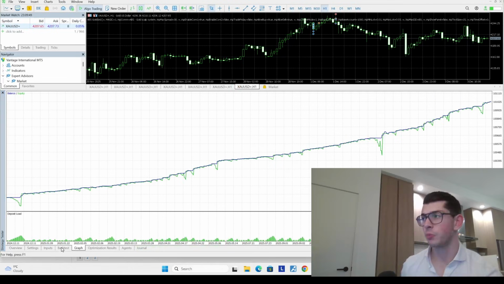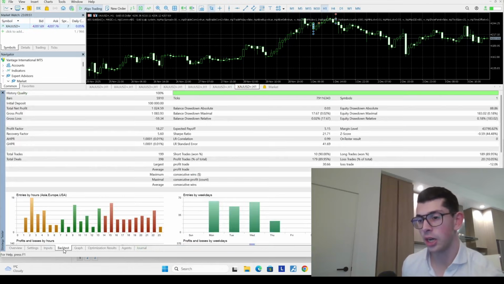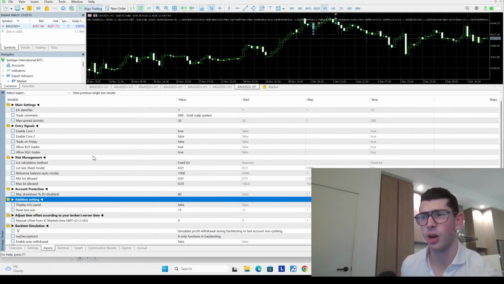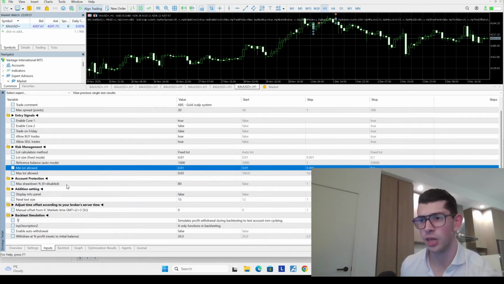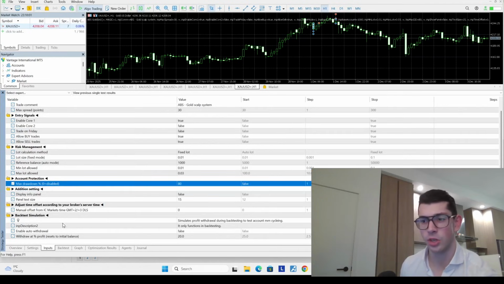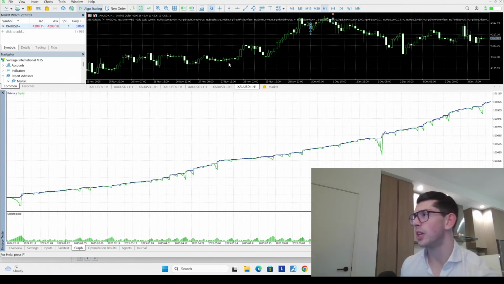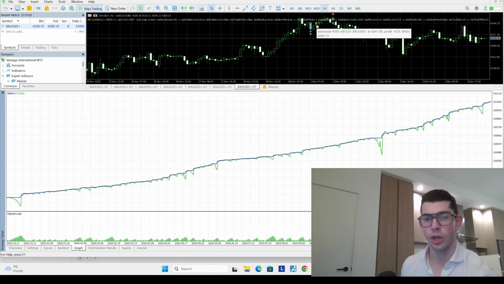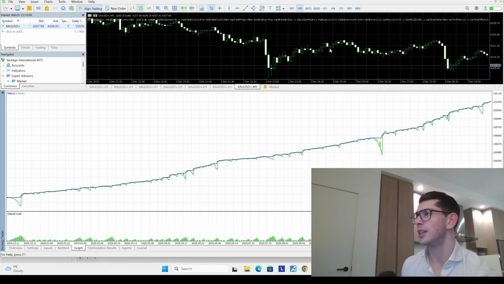So here's a much prettier looking one, and we can see that our drawdown is always super low, so we're not actually hitting the equity stop loss. Risk management, account protection, there we go. So max drawdown, there is an equity stop loss here too. So yes, lo and behold, this does look like a grid on gold. Let's zoom in so we can see the exact entry.